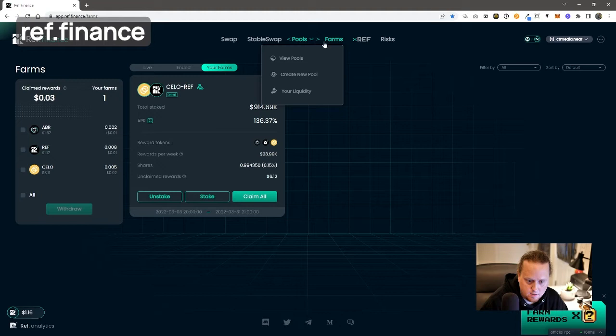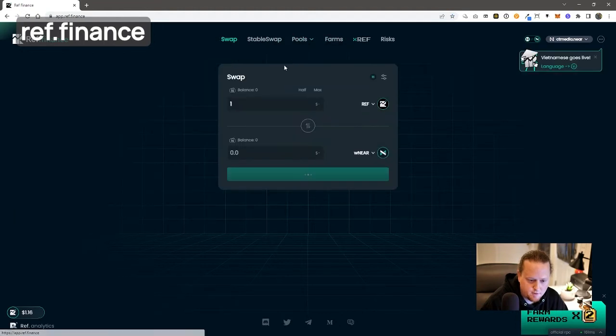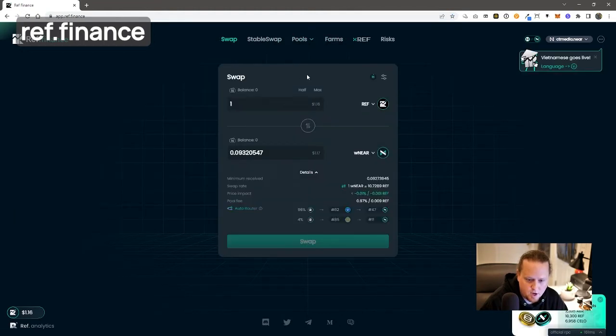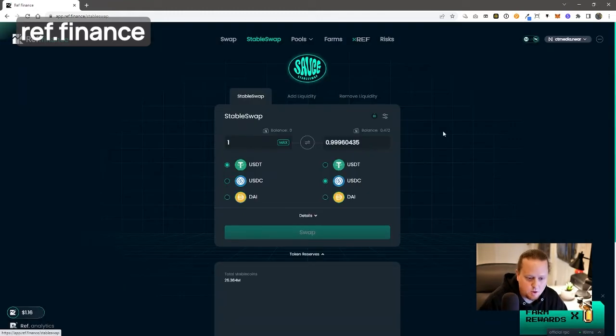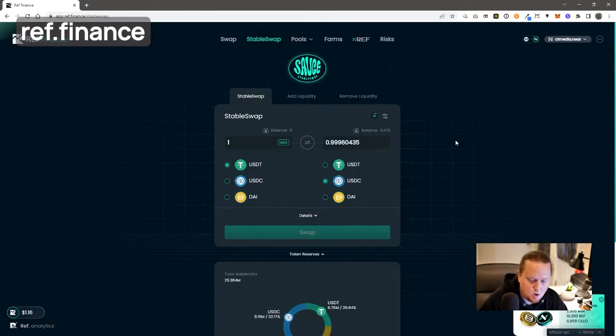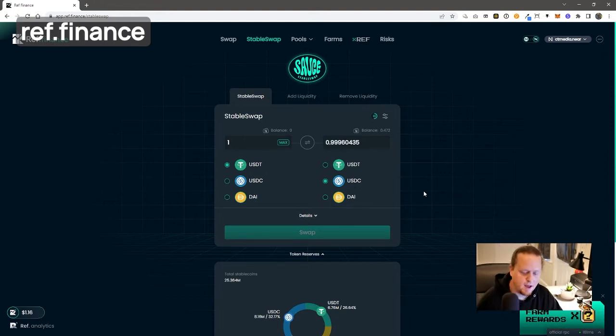In addition to the liquidity pools, they also offer a decentralized exchange. You can stake XREF, which I typically have about $300 or $400 staked in here at any given time. And they also have a stable swap called the SOS Stable Swap, and this is exclusively for USDT, USDC, and DAI, which are all stablecoins pegged to the value of the US dollar.